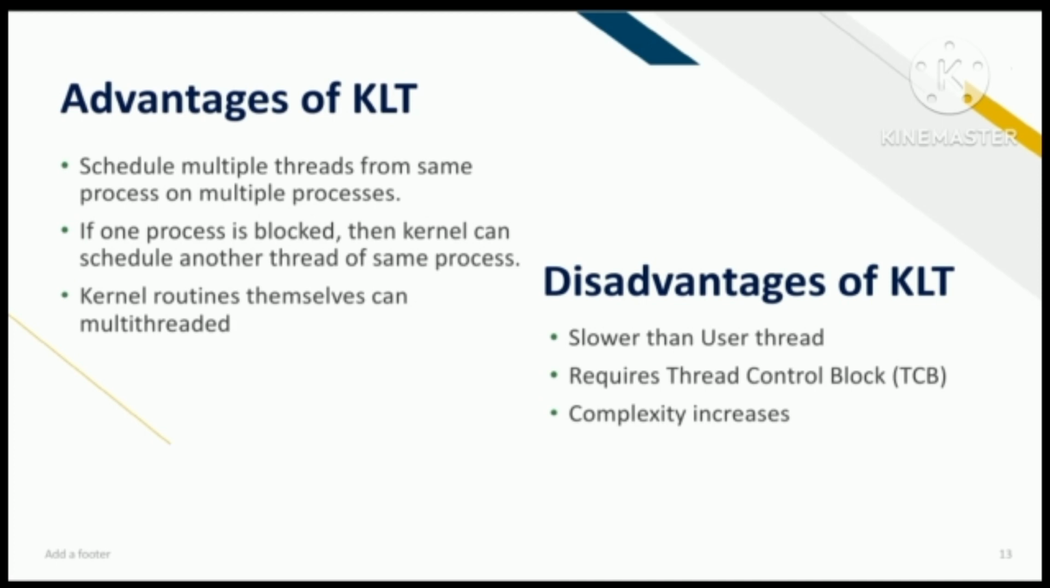Advantages of kernel level threads are they can schedule multiple threads of the same process on multiple processors. If one of the threads is blocked, the kernel can schedule another thread of the same process. The disadvantages of kernel level threads are they are slower than user level threads and require a thread control block, and complexity increases in this type of threads.